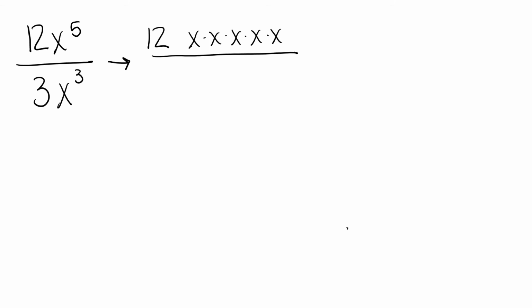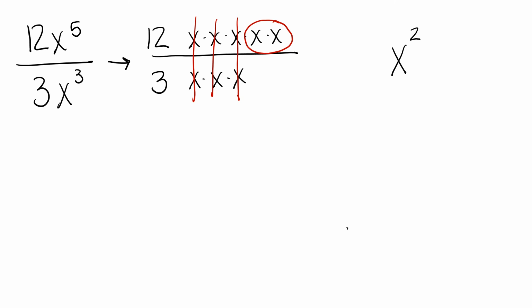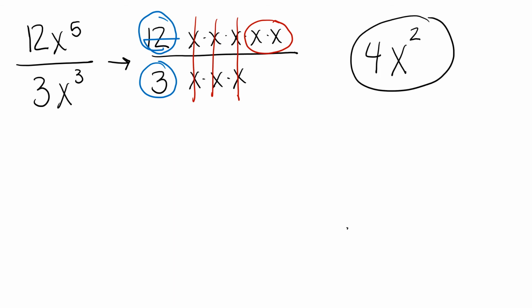On the bottom section, the coefficient 3 stays out in front, and x to the 3rd can be broken down by writing x 3 times. We pair up and cancel out the top and bottom x's that match. We have 2 left over, so our base number x stays the same, and our exponent is now a 2. The coefficients 12 and 3 are just standard numbers, and so we can divide 12 divided by 3 to get 4x squared.